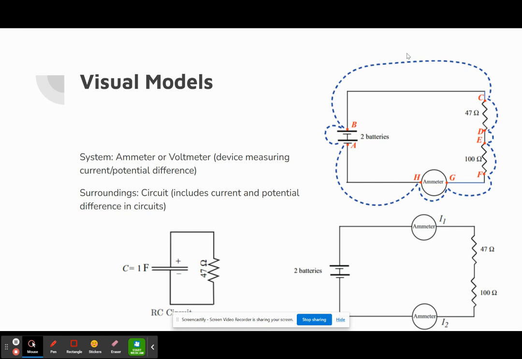Here are some of our visual models. Our system is our ammeter or our voltmeter, which is whatever device is measuring our current or potential difference. And for our surroundings, it was a circuit, so it includes current and potential difference in the circuits.